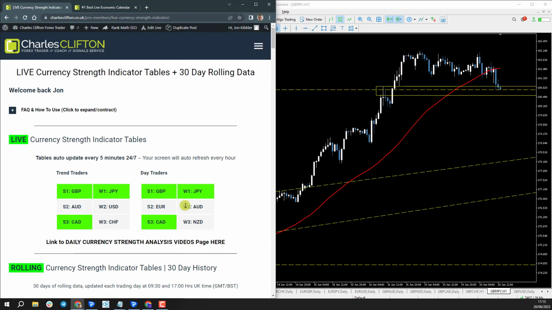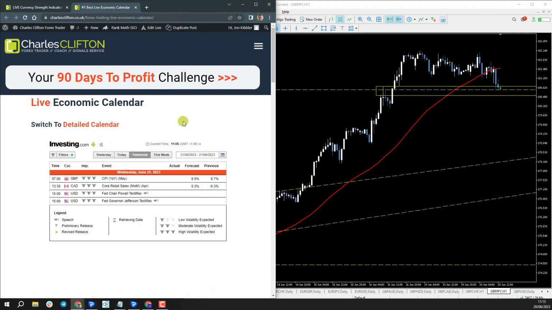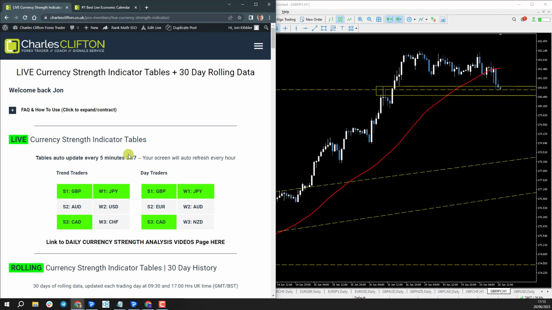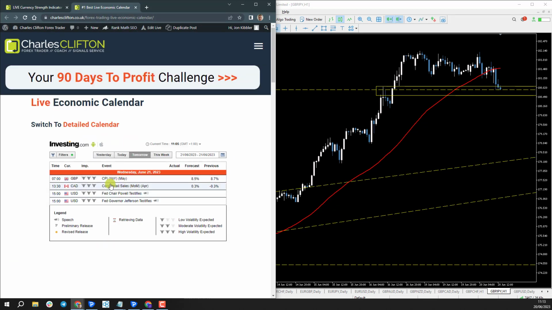Now, when do we think it's all going to kick off again? If we come over to our economic calendar page, I've put up tomorrow's data, and you can see that we have pound CPI at 7 a.m. We're expecting a little bit of a drop in that CPI. We then have some Canadian dollar data. CAD is another currency that features on the tables, and then we have the Federal Reserve Chairman Jerome Powell testifying later in the day. So really, we're expecting the markets to start kicking back into gear again tomorrow.